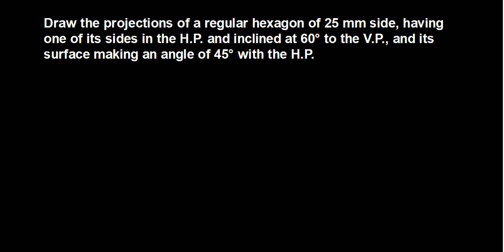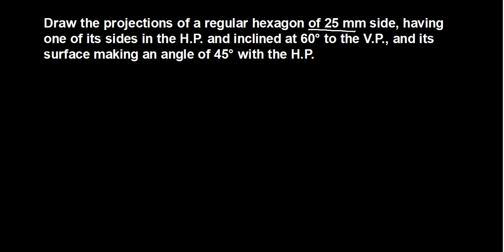So today I am going to explain the problems on projection of planes for a regular hexagon having 25 mm as the side of the hexagonal. One of its sides is in the HP, and it is inclined 60 degrees to the VP. And the surface is making 45 degrees with the HP.